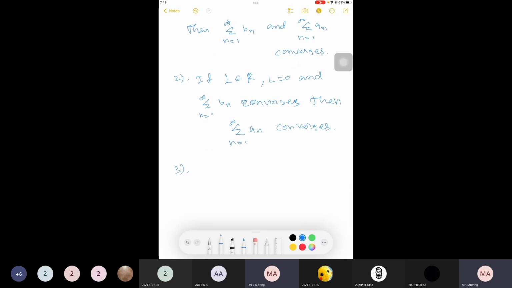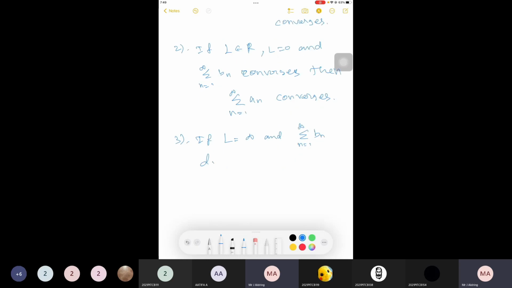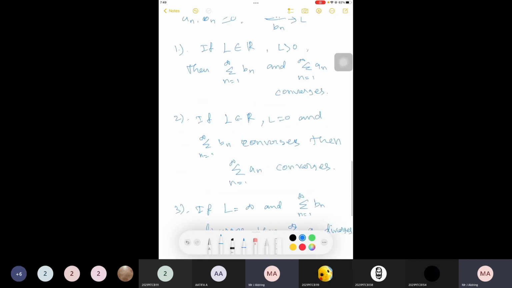Then the third one is if L tends to infinity and summation n equal to 1 to infinity b_n diverges, then summation n equal to 1 to infinity a_n diverges. These are the conditions.